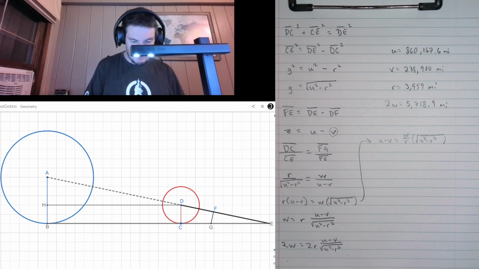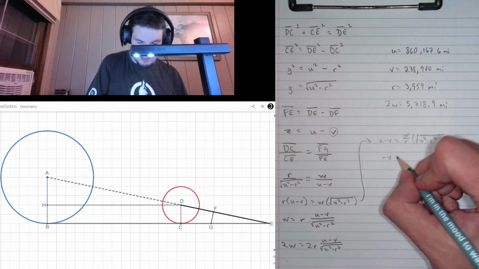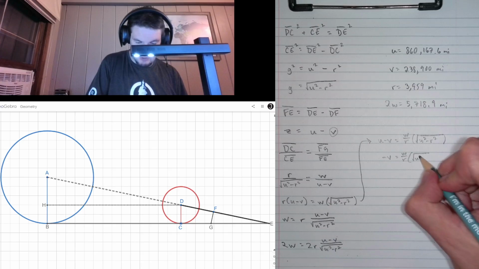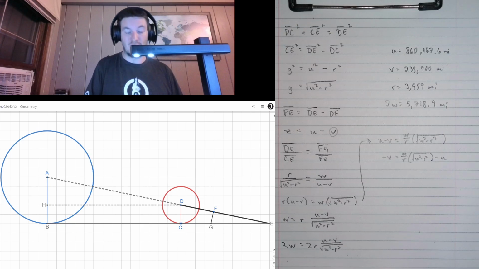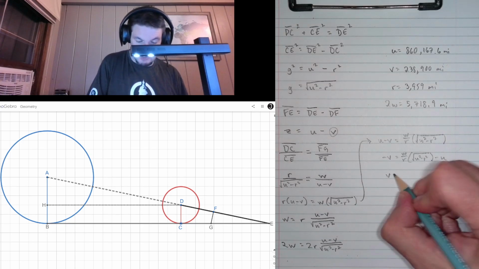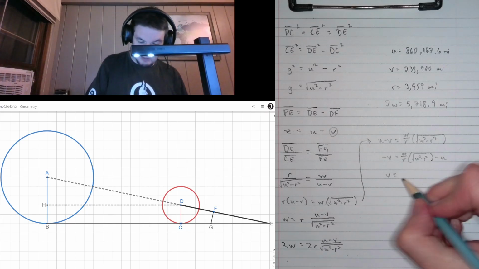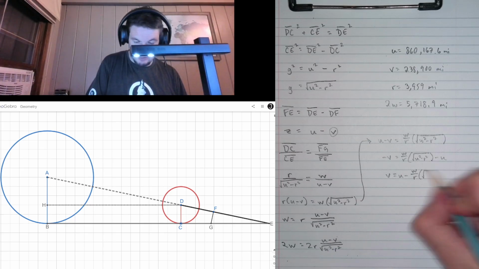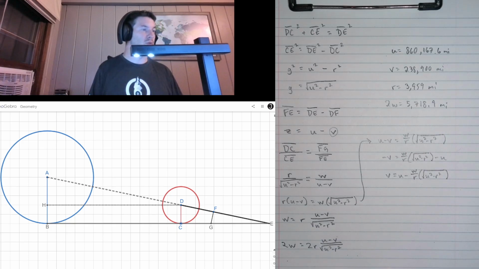And then we're going to move the U over, and we get negative V equals W over R times the square root of U squared minus R squared minus U. And then we're going to take the negative of both sides, and that gives us V, the distance you are from the body, is U minus W over R times the square root of U squared minus R squared. I think that is correct.